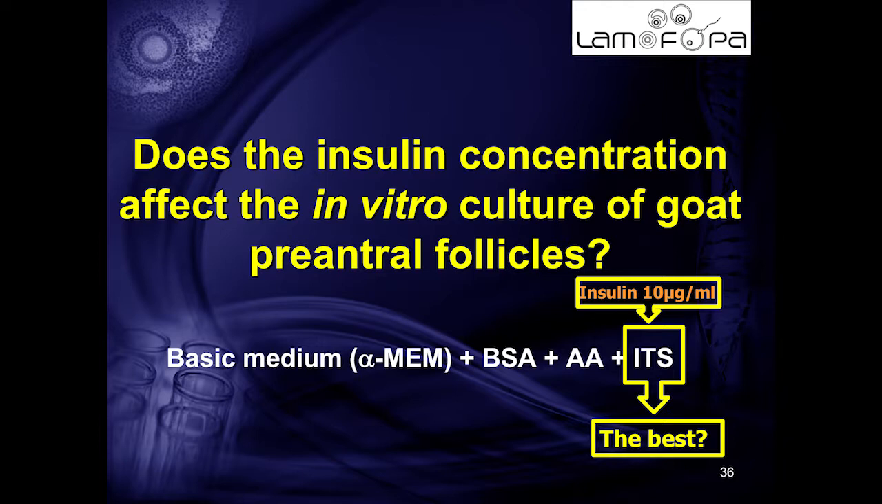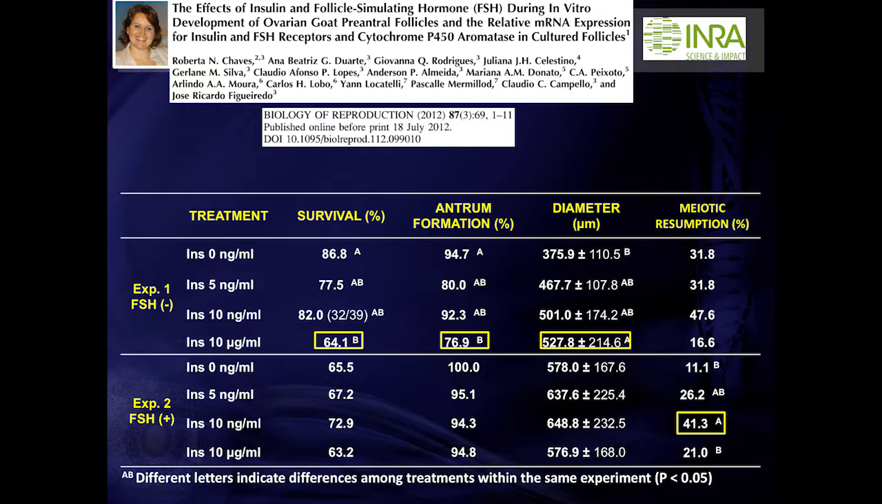Then, one question has arisen. Does the insulin concentration affect the in vitro culture of goat preantral follicles? In other words, was the insulin concentration currently used for the in vitro culture in many studies, I mean, insulin at 10 micrograms per ml, considered high, the best for goat preantral follicles? To answer this question, isolated follicles were cultured in a control medium or control medium supplemented with 3 insulin concentrations, 5 and 10 nanograms per ml and 10 micrograms per ml, in the absence or presence of FSH.